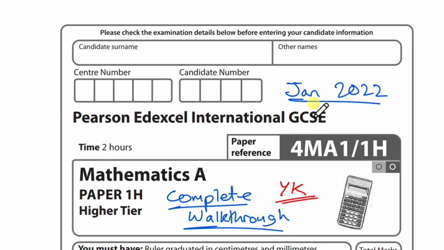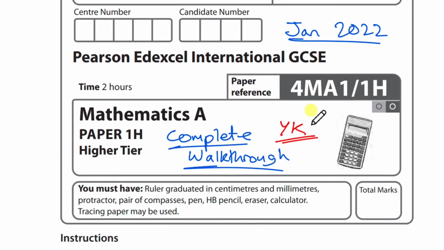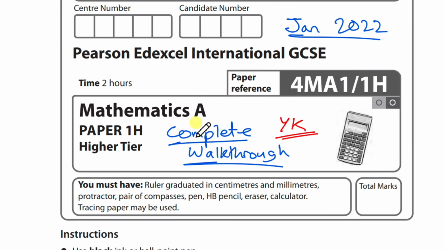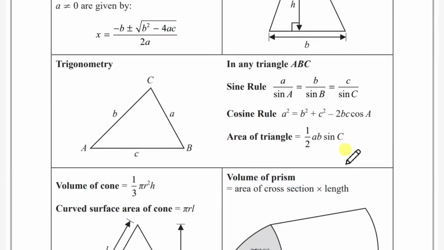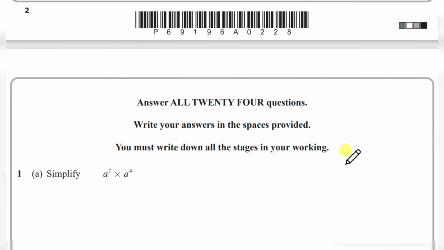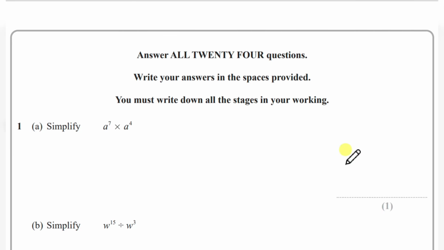So in this one, we're looking at the January 2022, and here I'm focusing on the Maths A Paper 1H. And this is a complete walkthrough of pretty much all of this. So as always, guys, and just like my previous videos, I'm going to go through every question step by step. And I'll take my time with it so we can all follow through together. So yeah, without further ado, let's jump in, guys.